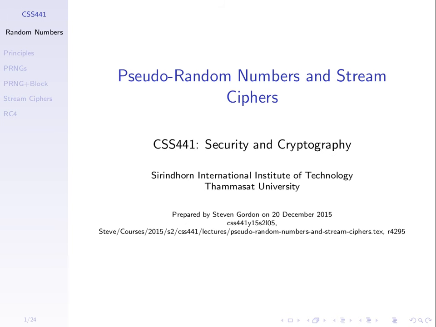We've looked at block ciphers for encrypting, say, 64 bits or 128 bits at a time. We mentioned earlier there are stream ciphers as well. Stream ciphers encrypt one bit or one byte at a time, and they usually have a slightly different design than the block ciphers. And related to them, random numbers.